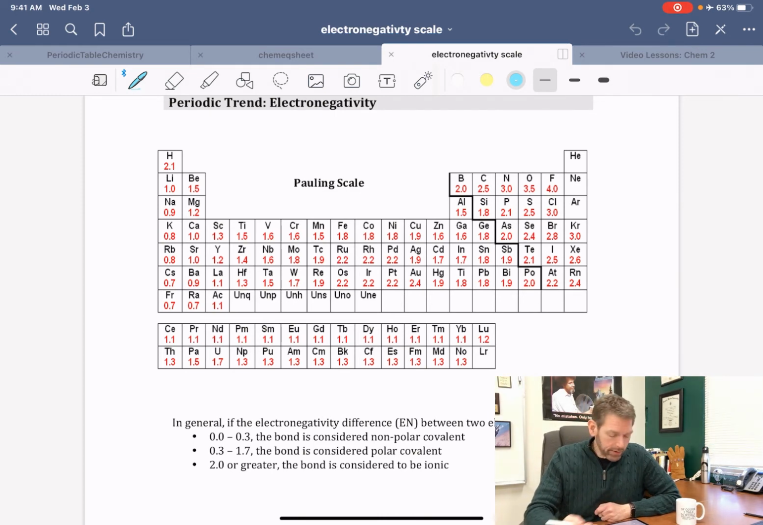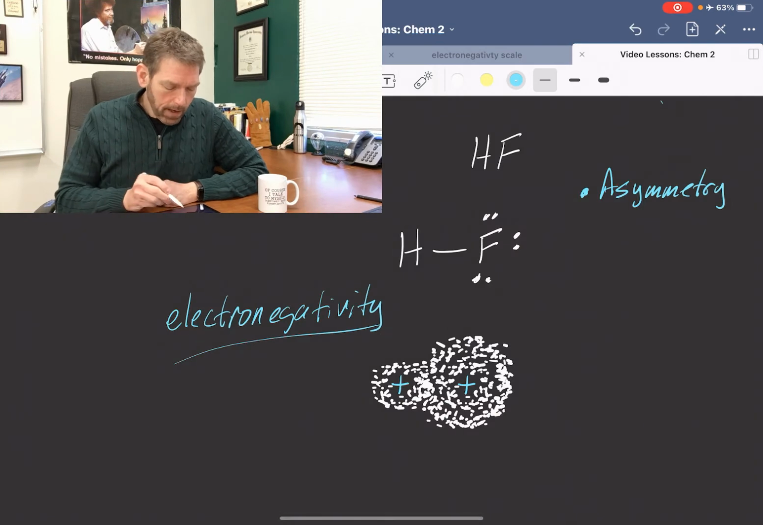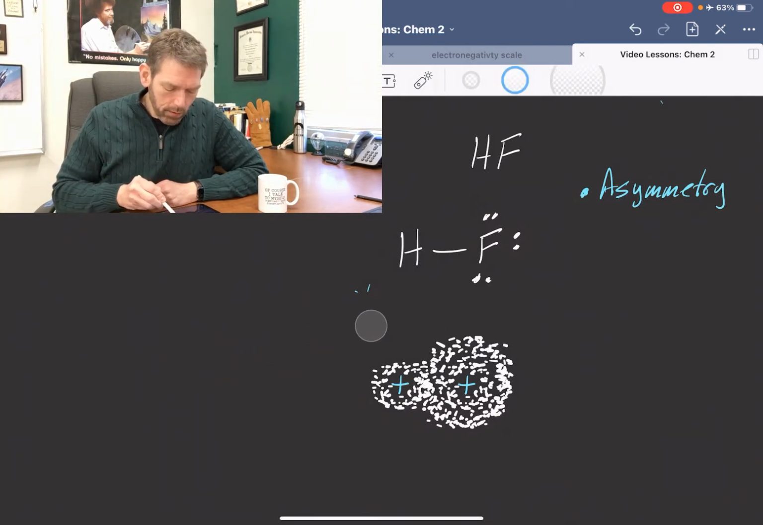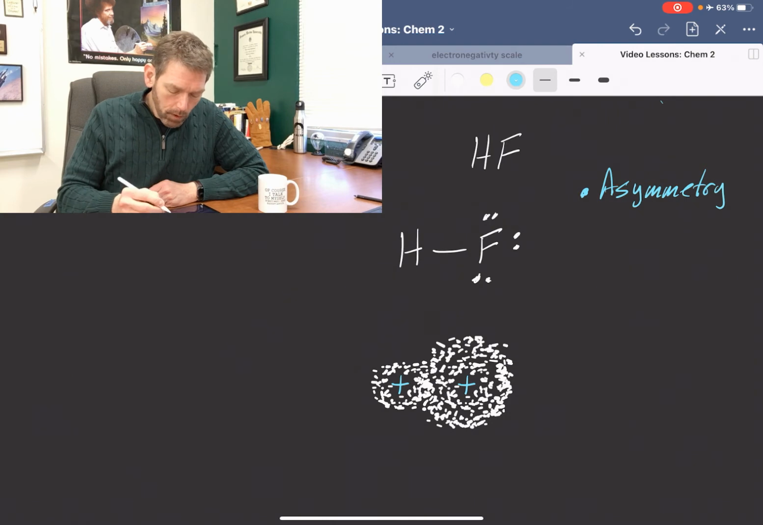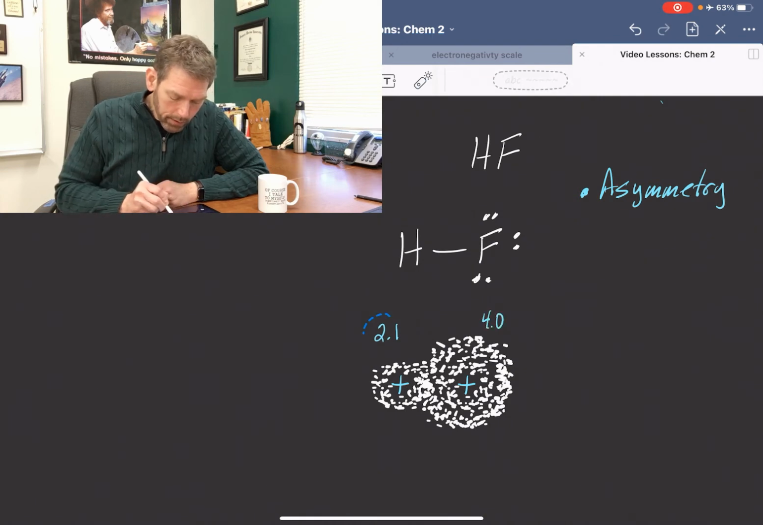So we're doing hydrofluoric acid. We need hydrogen, which has a value of 2.1, and fluorine has a value of 4.0. Let's go back and use that. Let me get rid of that for you. So hydrogen, we said, had a value of 2.1, and fluorine has a value of 4.0. Let me write this up here just a little bit more. This is going to make sense why I'm going to do this here in just a second.